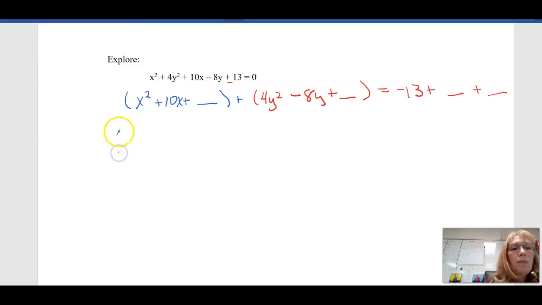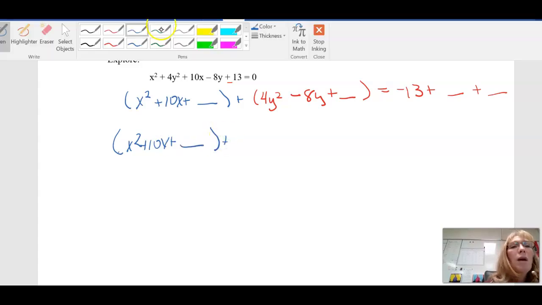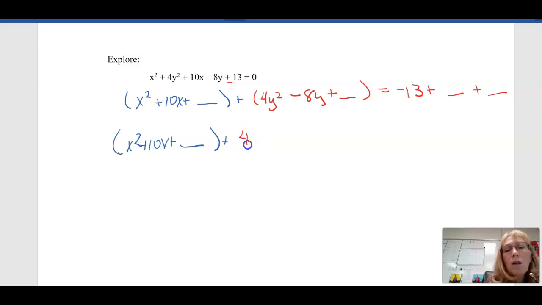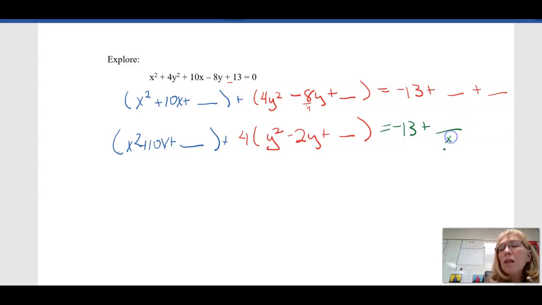So the x's stay the same. So that's x squared plus 10x plus blank. Nothing changes. But this time, I have to factor out the 4 to get a 1 in front of that y squared. So that's y squared, and then 8 divided by 4 is that negative 2y plus my blank. So on the equal side, it's going to be negative 13. I didn't add anything for the x's, so he stays the same, but I have a 4 in front of that y. Now we're going to go back and complete these squares.